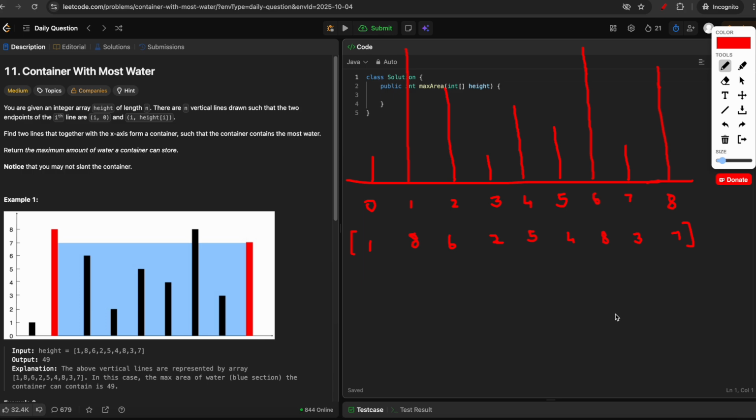Hi everyone. Today we'll be discussing the LeetCode problem of the day, container with most water. Here we are given an integer array heights of length n. There are n vertical lines drawn such that the two endpoints of the ith line are (i, 0) and (i, height[i]). Suppose we have this line. It is drawn from (1, 0), the y-axis is 0, to the y-axis is 8.